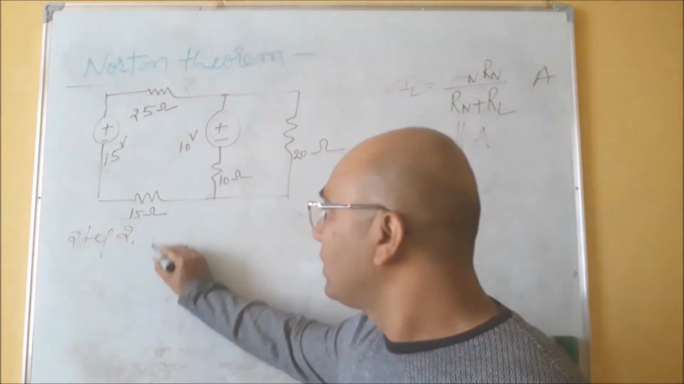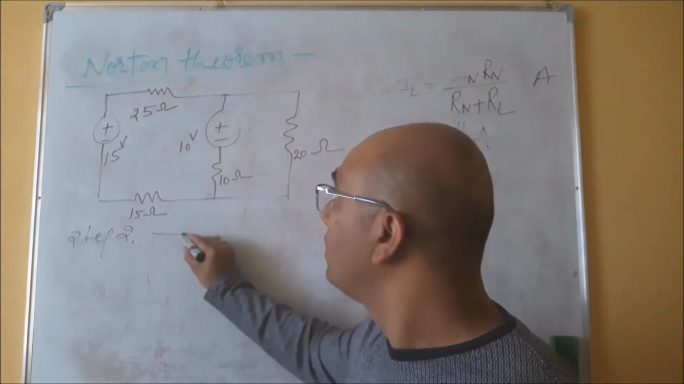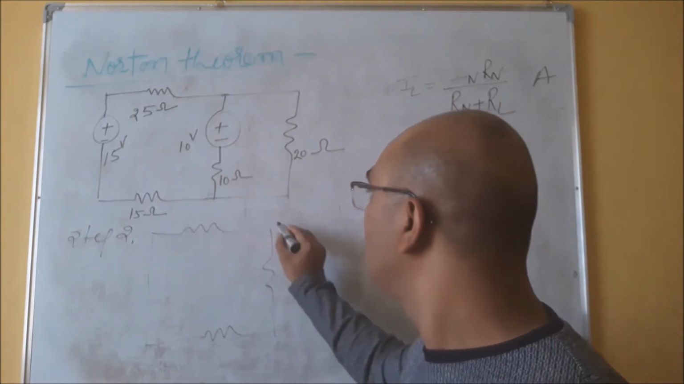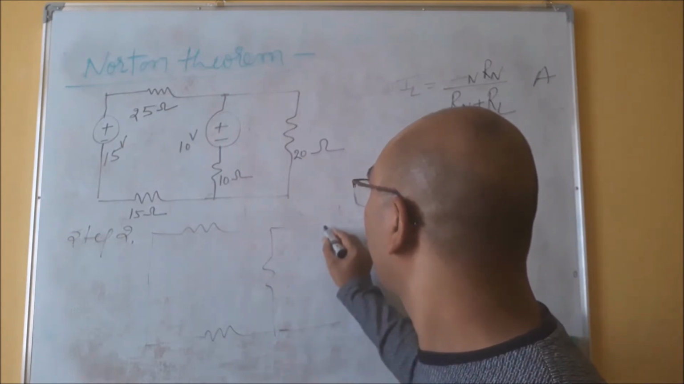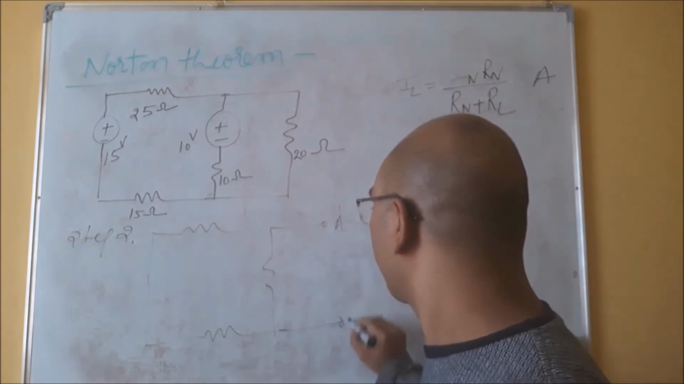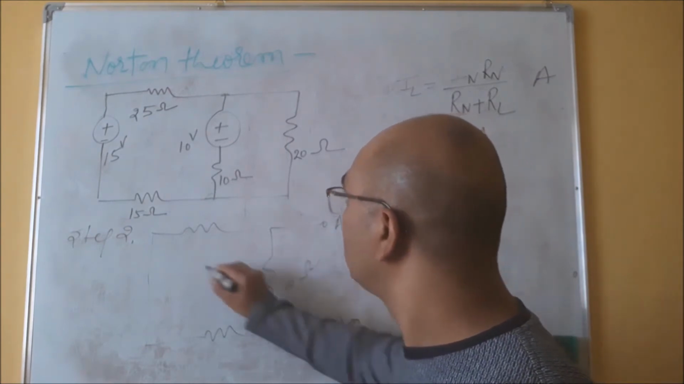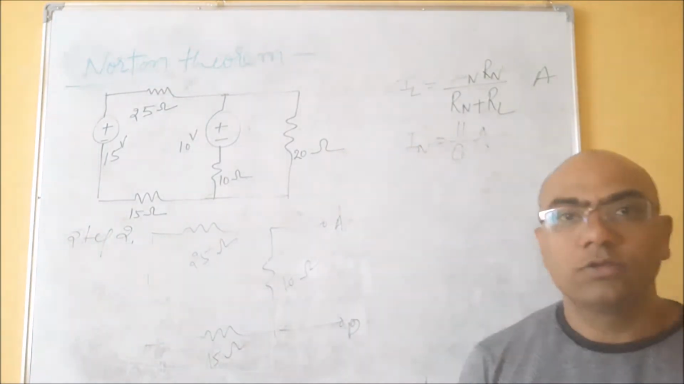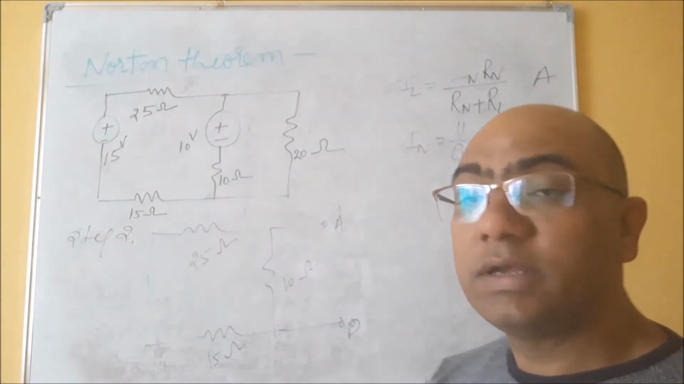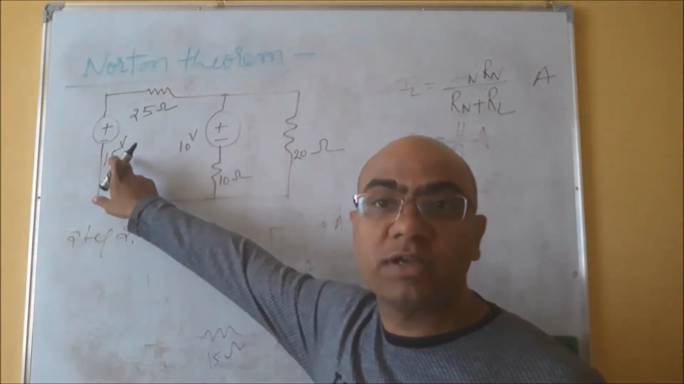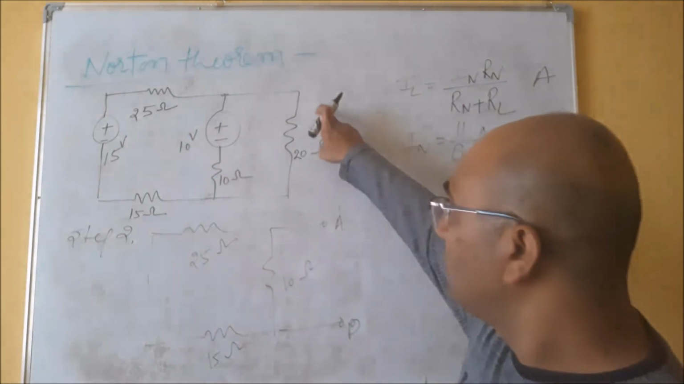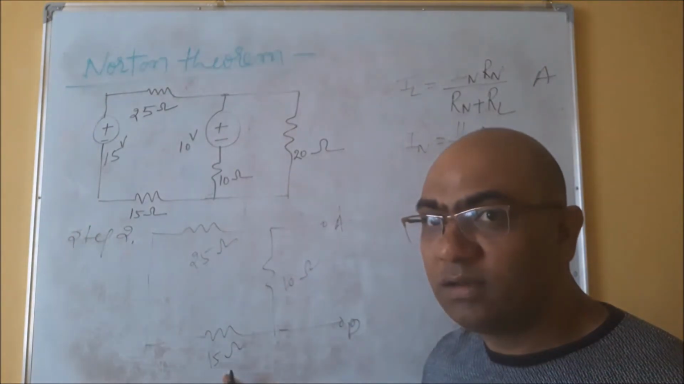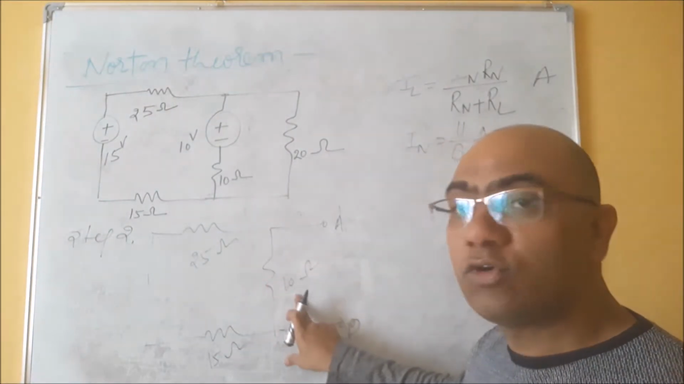So what would be the equivalent circuit? You short the voltage source. This is 25, this is 15, this is 10. Okay. So you see, this is the equivalent circuit where we put this voltage source and this voltage source short circuit, and this load terminal is the open terminal. So you see again 25 and 15 are in series, and with this 10 ohm is in parallel.